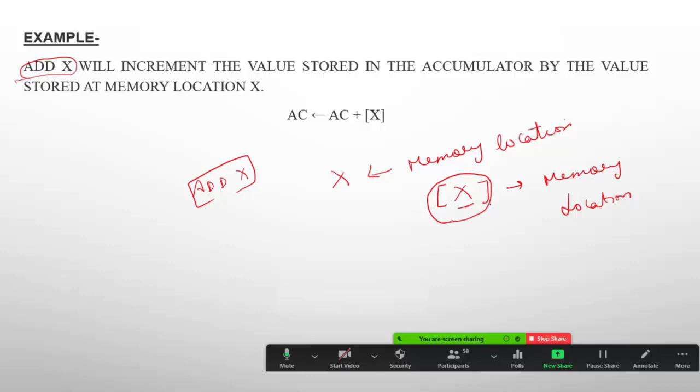Now, what will the ADD X instruction do here? ADD X will add the value stored at X to the content of the accumulator, and the result will get stored in the accumulator, because we have not specified any other destination here.